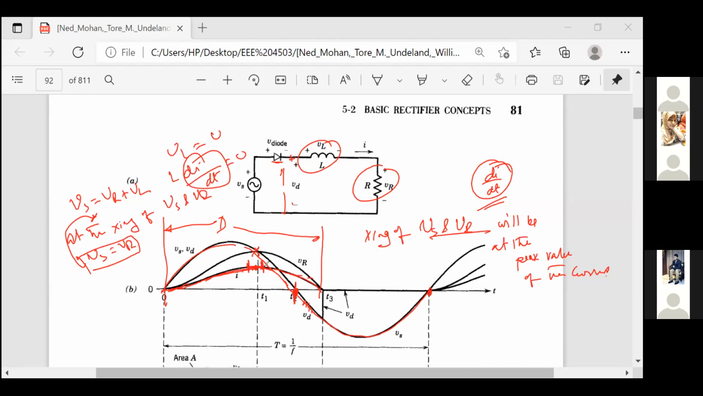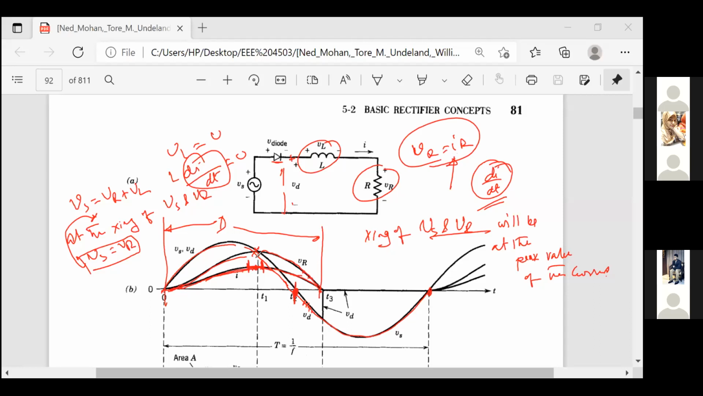You have probably learned these things in your mathematics class. Yes, sir, in our mathematics we have learned. Then the current stops conducting here, and VR will be simply I multiplied by R. As long as your I is there, VR will be here.